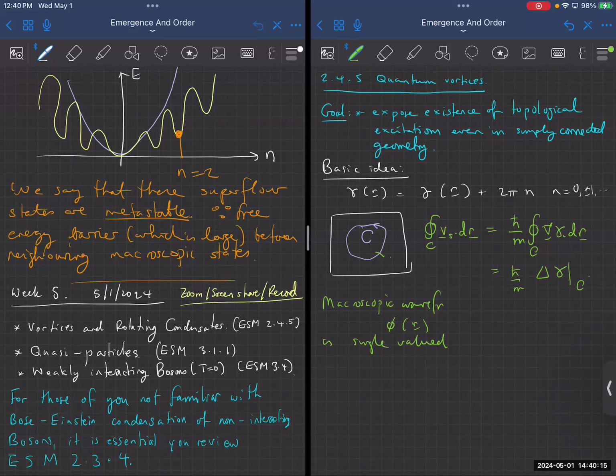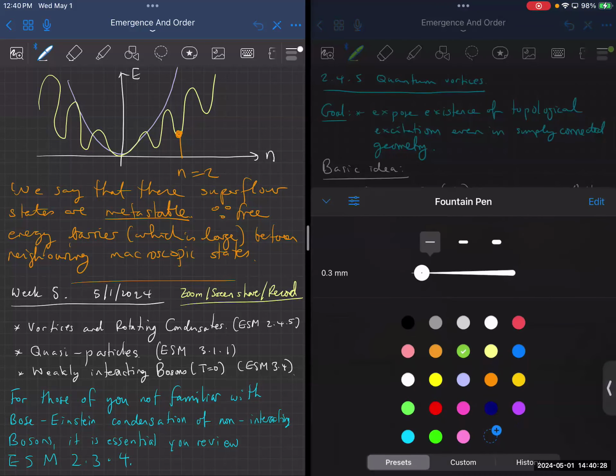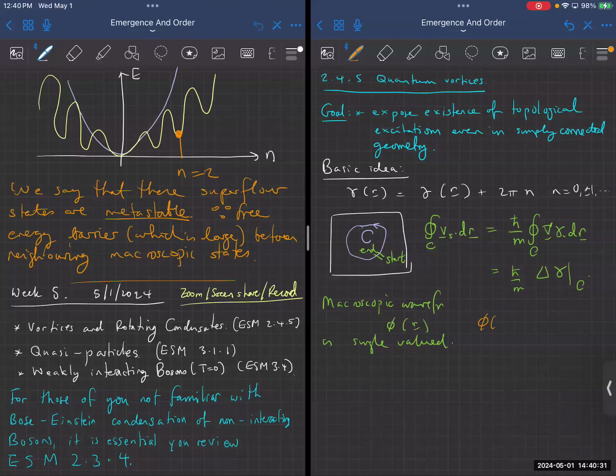So let's suppose that I have a start to this contour, and then I go all the way around, and then I get to the end. So the end is meant to be right next to the start. So what that means is that phi start is equal to phi end. So that's what we can infer from that. But this does not imply that gamma start equals gamma end. Okay, so that's the main point.